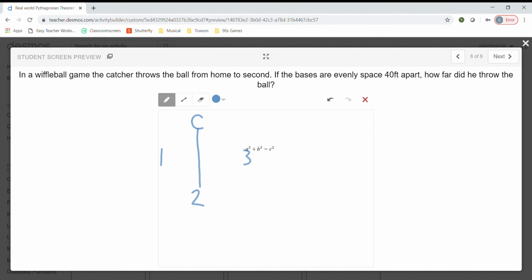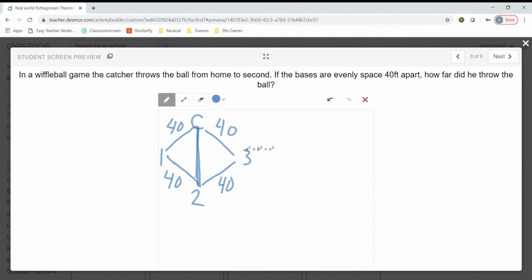Okay. If the bases are spaced 40 feet apart, so from home plate to first base is going to be 40. From first to second is going to be 40. Second to third is 40. Third back to home plate is 40. How far did he throw the ball? Okay, so we're looking for this right here, from catcher to second.